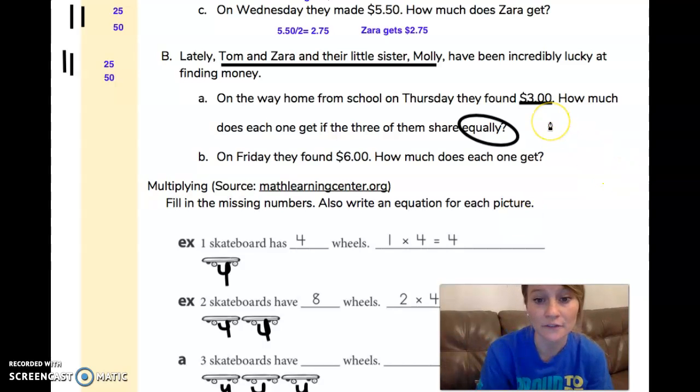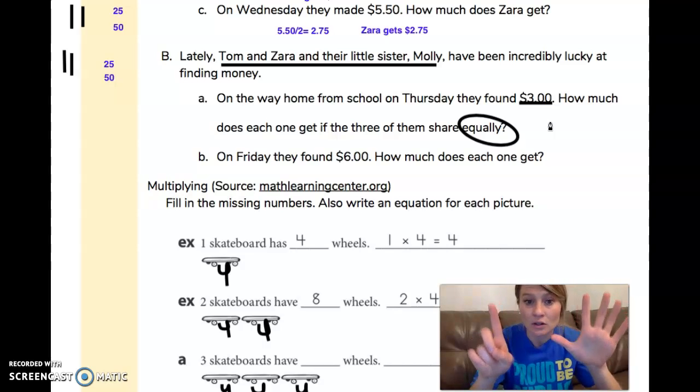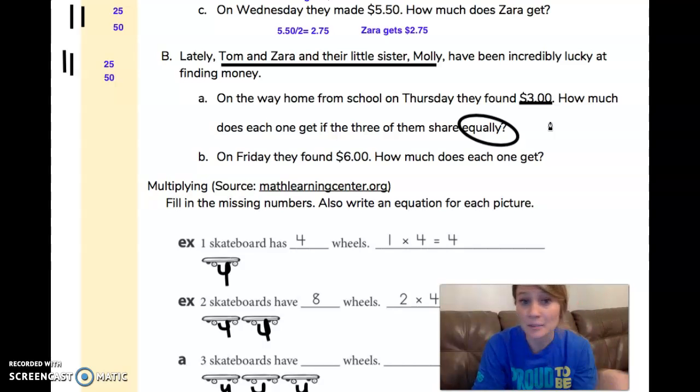Do this one by yourself. How much do they get? And then on Friday, they found $6. Tom, Zara, and Molly. It has to be equal. How much do each of them get? Tom can't get all $6 because that's not fair to Zara or Molly. And Zara can't get $4 because then that means there's only $2 left. So how am I going to split that up? So you're going to do A and B by yourself.